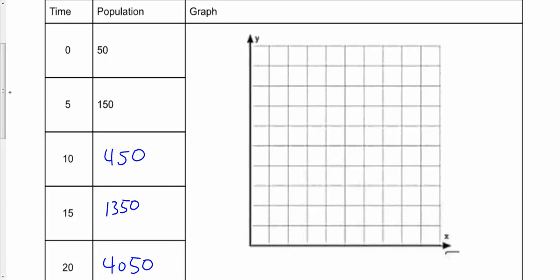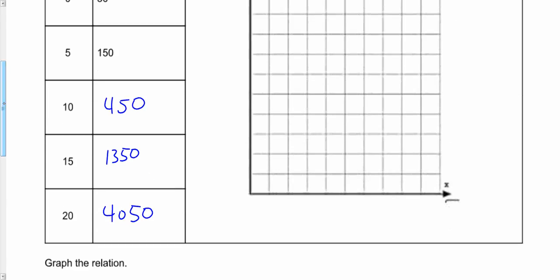So I know that I've got a starting time of 0. So this is going to be my time in hours. So I've got 0, 5, 10, 15, 20, and then I'll put a 25 there as well.